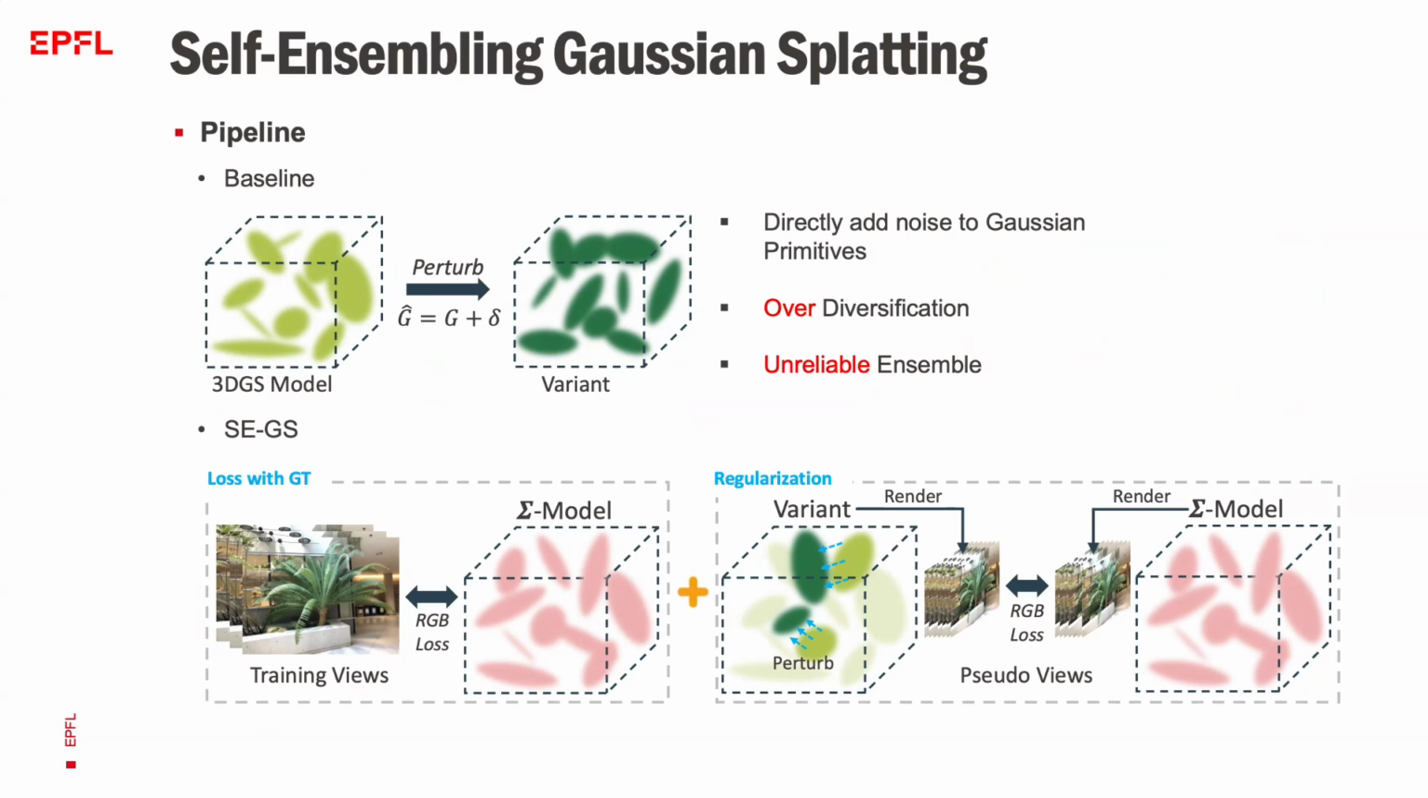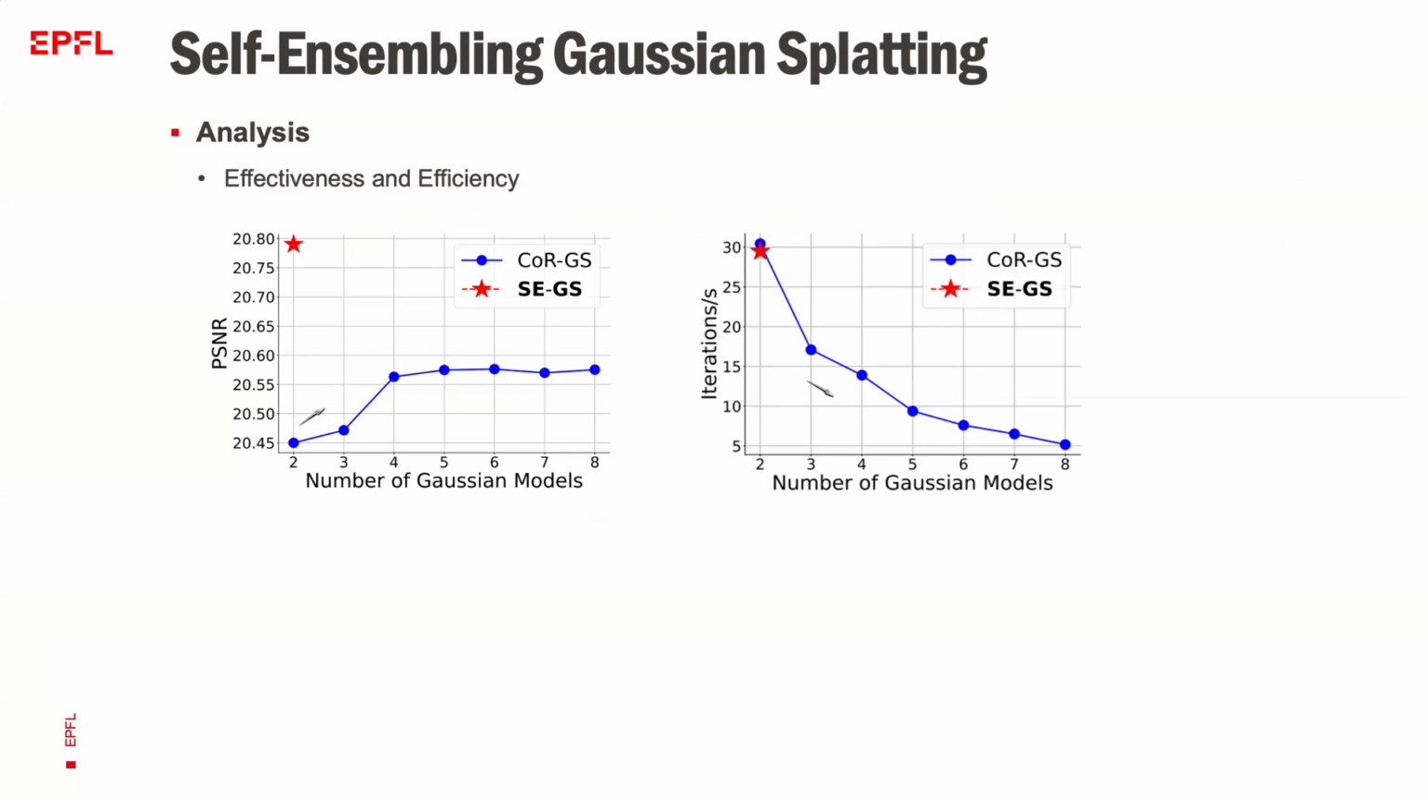Compared with the baseline, first, we only perturb uncertain Gaussian primitives for the delta model. Second, we don't have any perturbation for the sigma model. These make our method much more stable. Next, I am going to show a detailed analysis of our uncertainty-aware perturbation strategy.